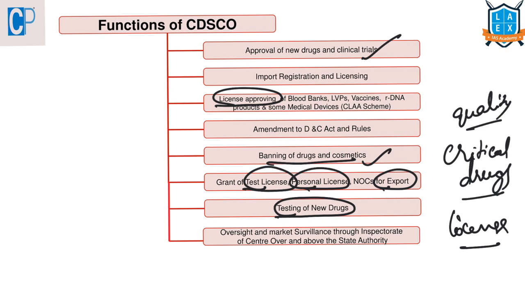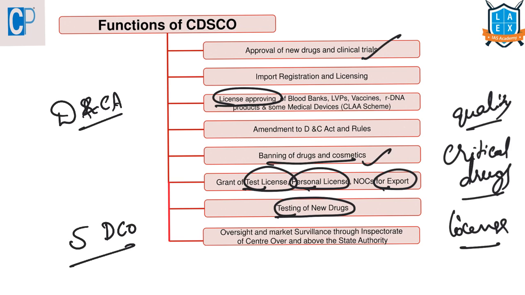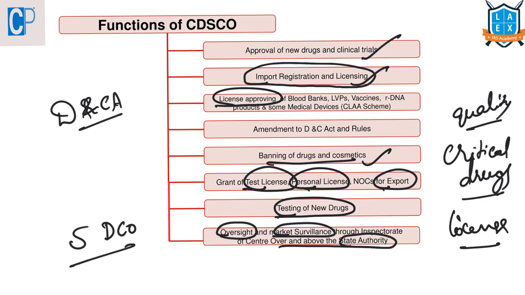And the other function of CDSCO is to coordinate the activities of state drug control organizations by providing expert advice in order to enforce all the provisions of this Drugs and Cosmetics Act. So it oversees and does market surveillance over and above the state authority, and it is responsible for registering and licensing the imported drugs.